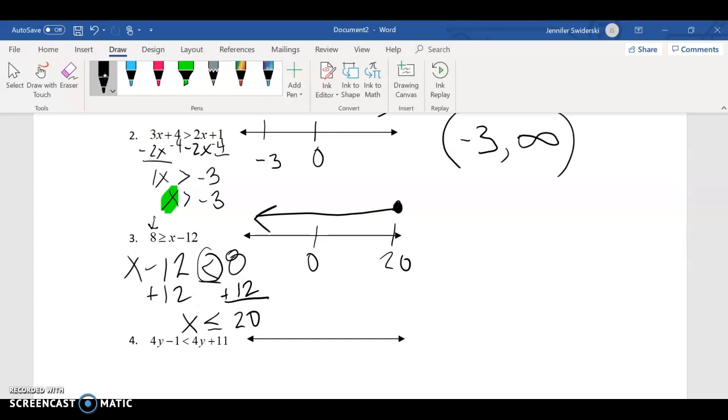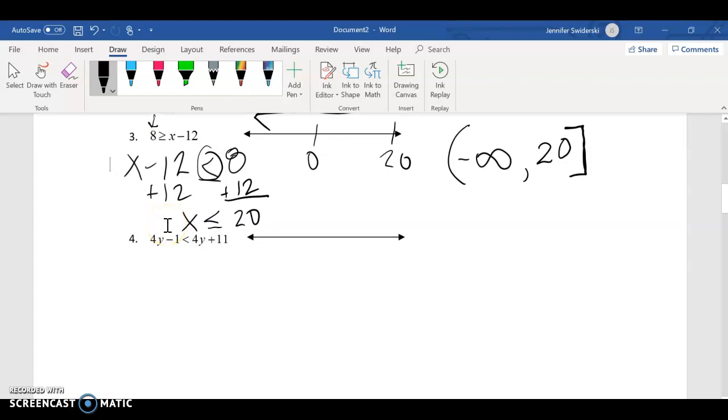Okay, so let's go ahead and do our interval notation. All the way to the left, it goes to negative infinity. Any number that way will make that statement true. And to the right, it goes to 20, and it hits, so that means it includes 20 in the solution.